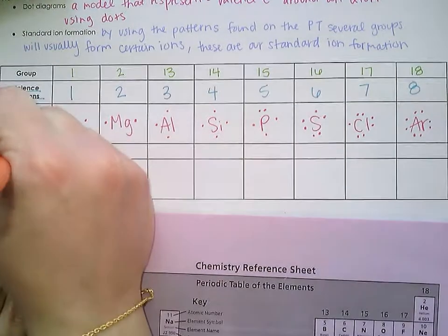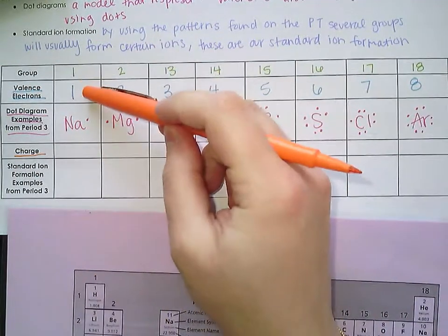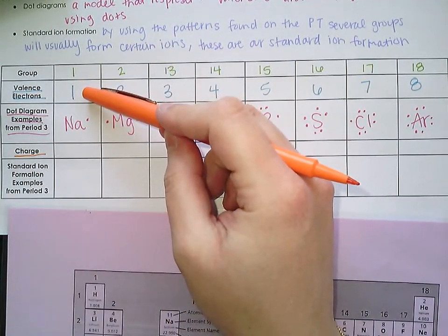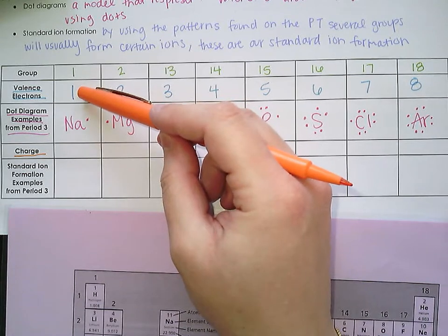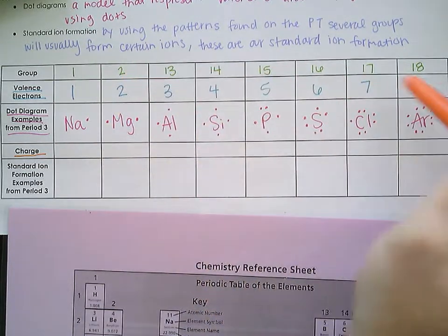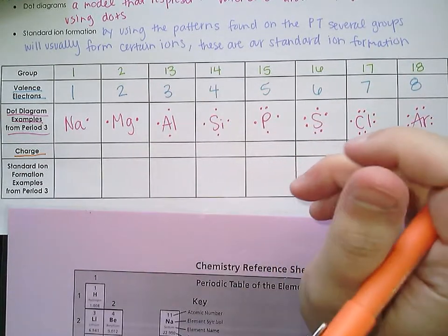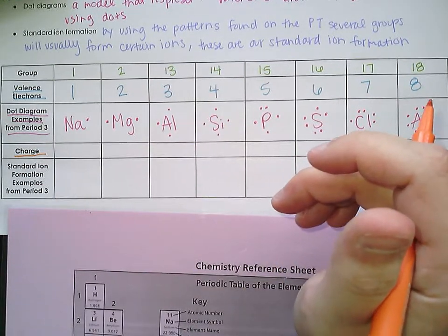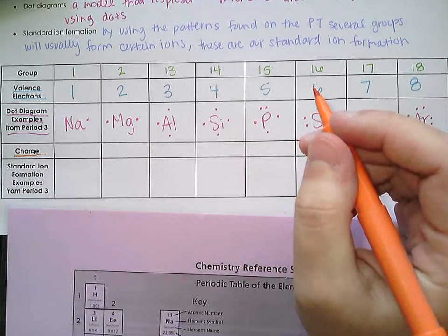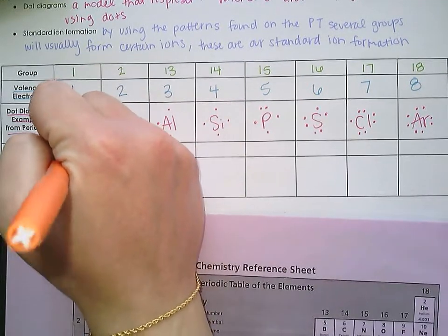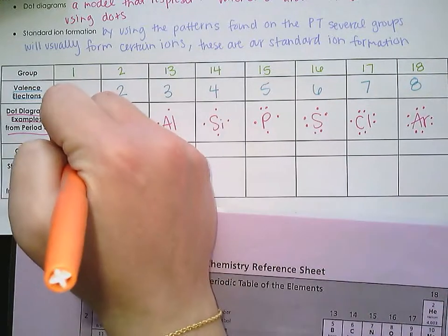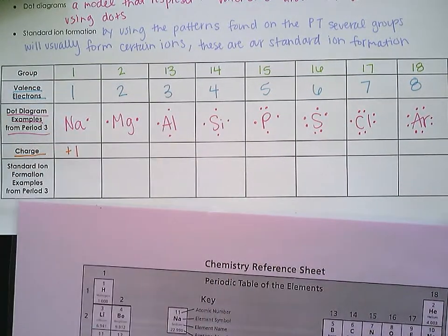So let's look at group 1 here. I have 1 valence electron. So my options are going to be kick 1 out or find 7 more. Kicking 1 out is going to be a lot easier. When I lose an electron, I become positive. I'm a cation. So I lost it, I'm positive, and I got rid of 1 of them. So my charge there is going to be a +1.